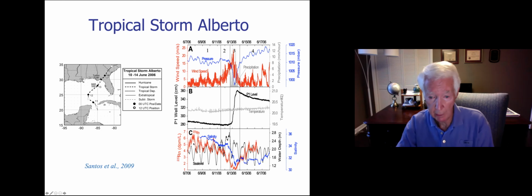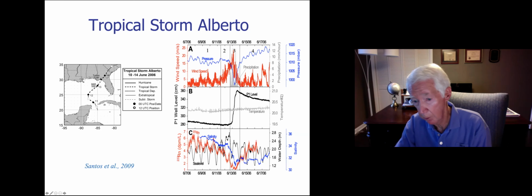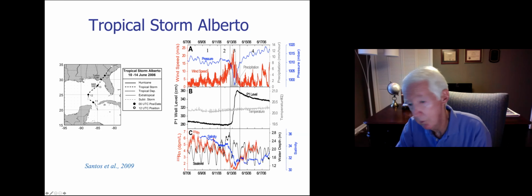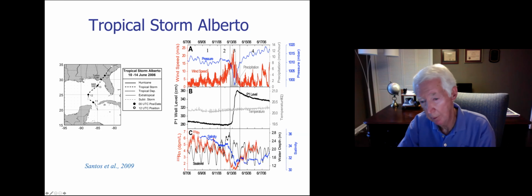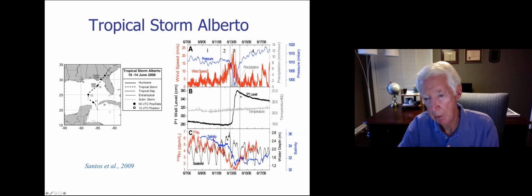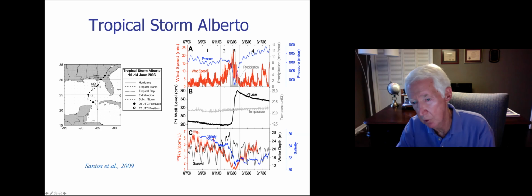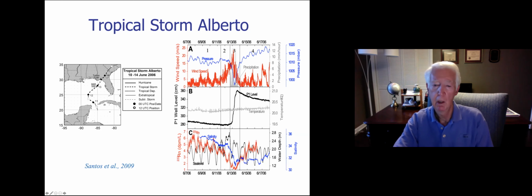The radon, shown in red down here, reached its lowest level when the wind was highest, but it responded when the storm passed. The radon responded very quickly, but the salinity did not. You can see the salinity dropped a lot, but it recovered very, very slowly relative to the radon. And that might be because we have this leakage coming from the water table.